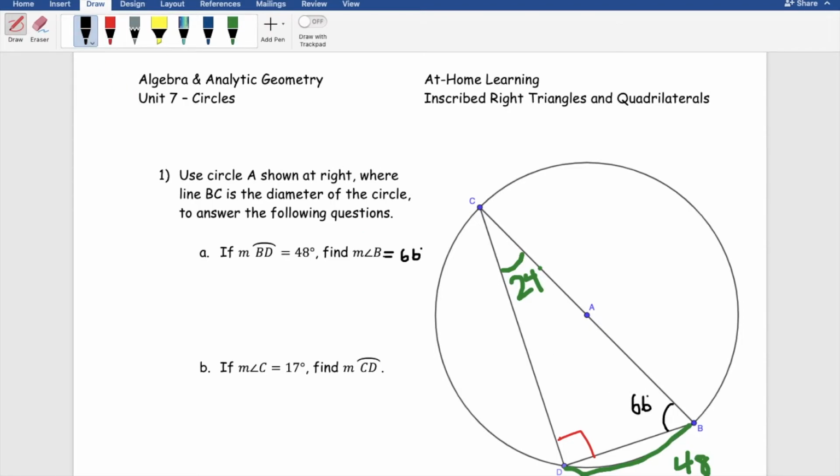So two different ways with this triangle that you can work your way around. Both of them actually have to involve what we just learned about inscribed angles, though. Either we used this arc to find this angle, or we used this arc, which we were able to find from the 48, to find this angle over here.